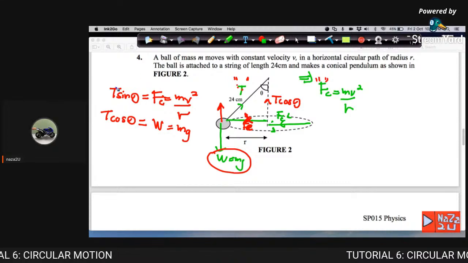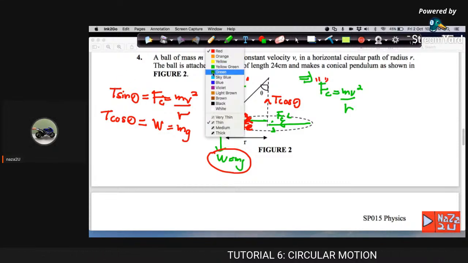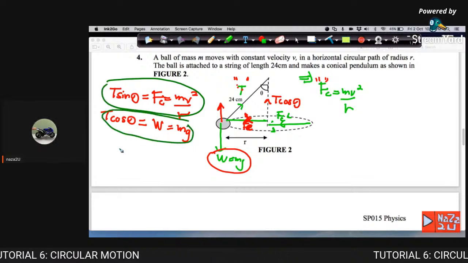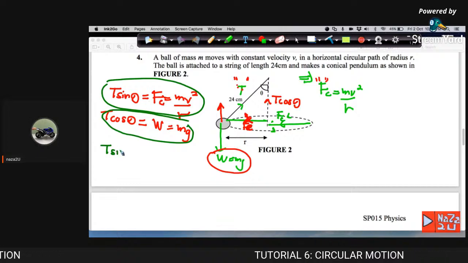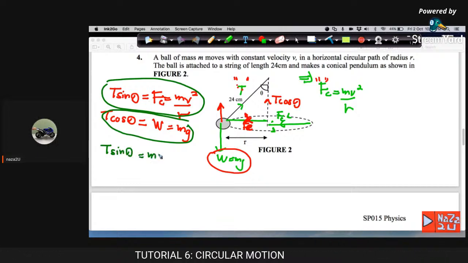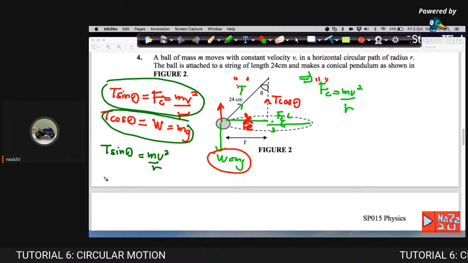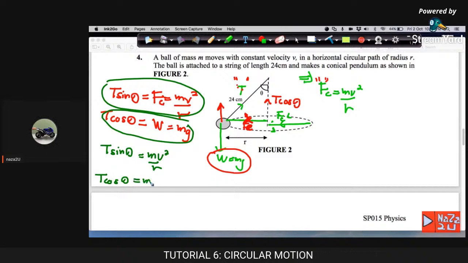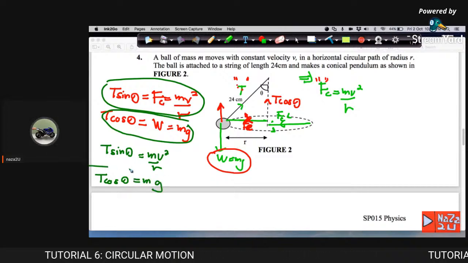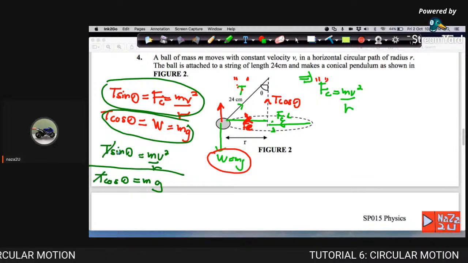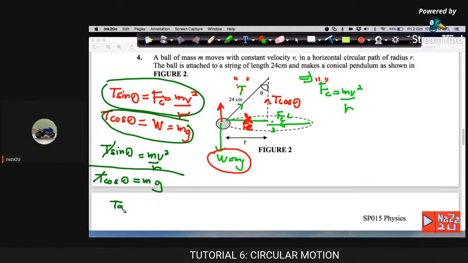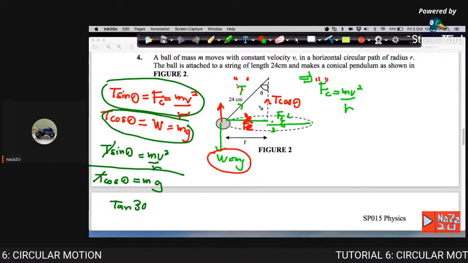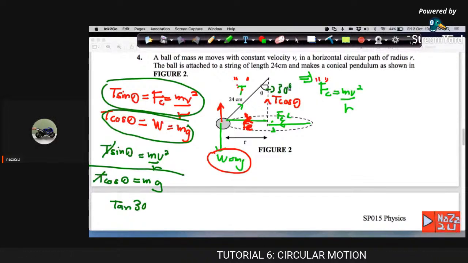So now we have the two equations. Let's say this is equation number 1, and this is equation number 2. T sine theta is equal to mv square divided by r, and T cos theta is equal to mg. Kalau kita bagi dua bersama ni, we can cancel T, sine divided by cos is tangent theta. Okay, tangent theta. This theta is given by the question as 30.